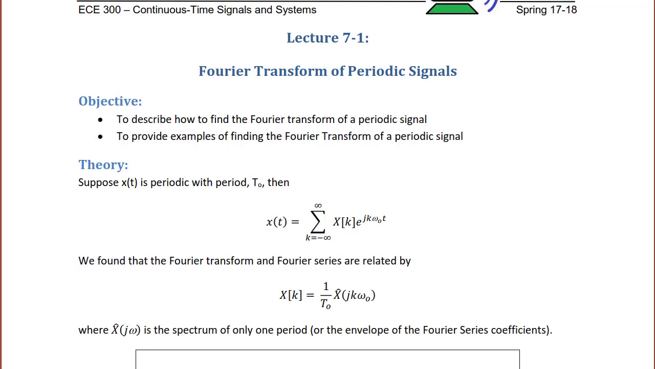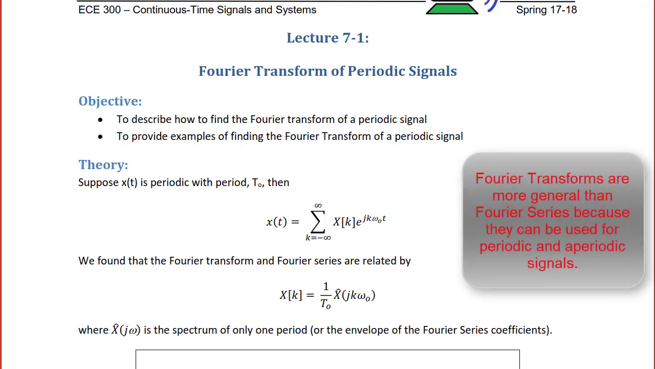Theory. Suppose x(t) is periodic with period T0. Then x(t) is the summation from k equals negative infinity to infinity, X[k] e^(jkω0t). We found that the Fourier transform and Fourier series are related by X[k] equal to 1 over T0, x̂(jkω0), where x̂(jω) is the spectrum of only one period, or the envelope of the Fourier series coefficients. So what we see here is that Fourier transforms are more general than Fourier series because they can be used for periodic and aperiodic signals.